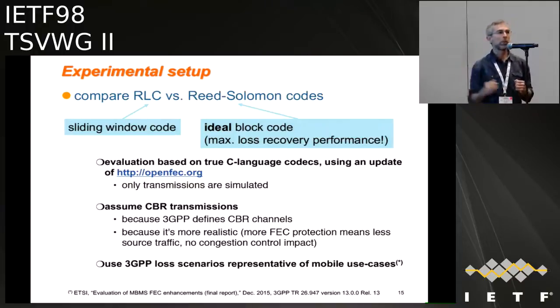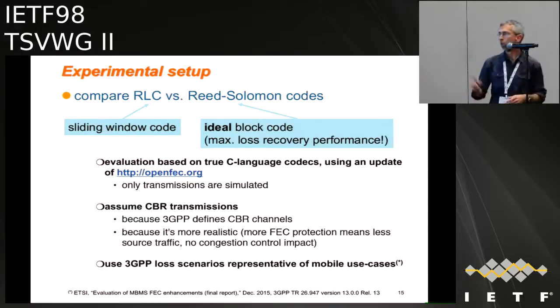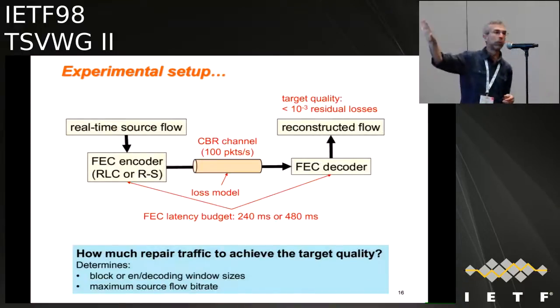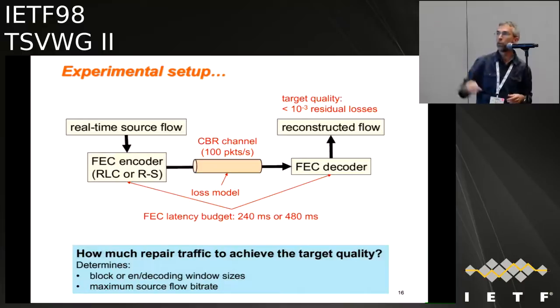But it also makes sense in terms of internet communication, since we cannot afford to add 200% of additional repair packets to the source flow. It's not realistic. Next. So this is a schematic view of the situation. You have the encoder, the decoder, this CBR channel in the middle, 100 packets per second in this configuration. This CBR channel takes as input a loss model.